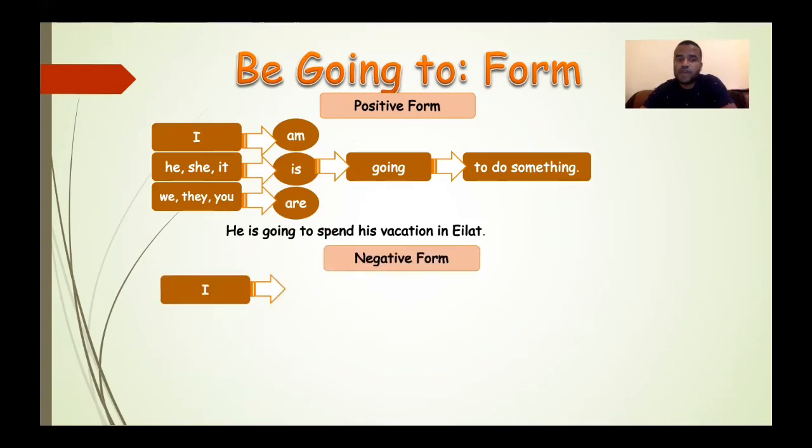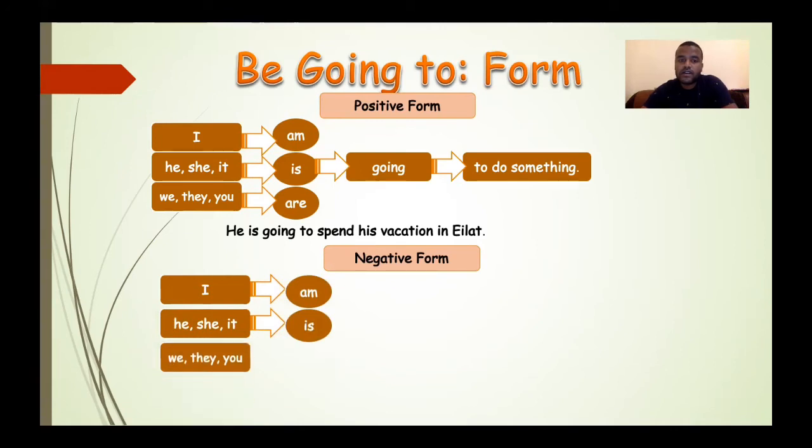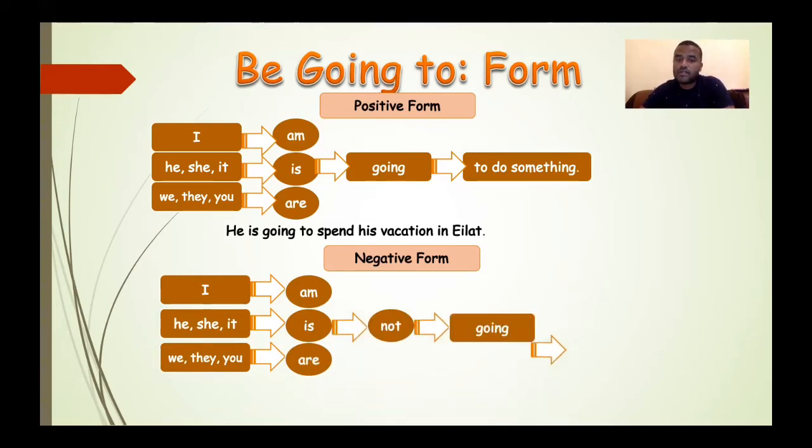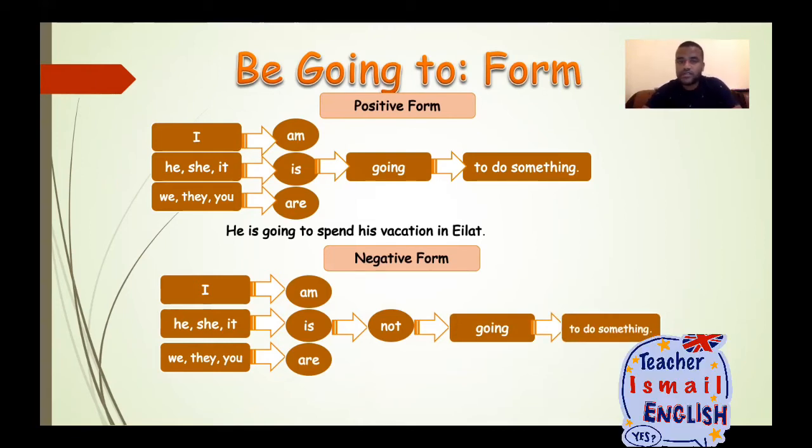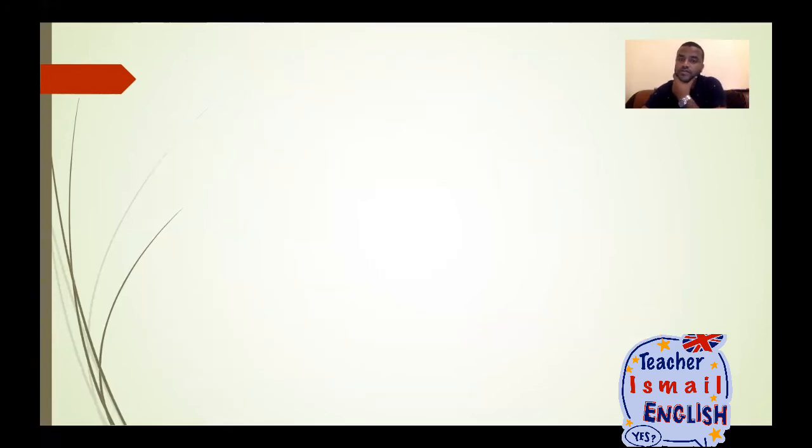In negative form, we also have the subject plus the verb to be in present, am, is or are, plus not, plus going to, plus the verb in infinitive. We are not going to do something, or he is not going to do something. She is not going to do something. Good. Here we have an example: Sarah isn't going to visit her aunt on Friday.